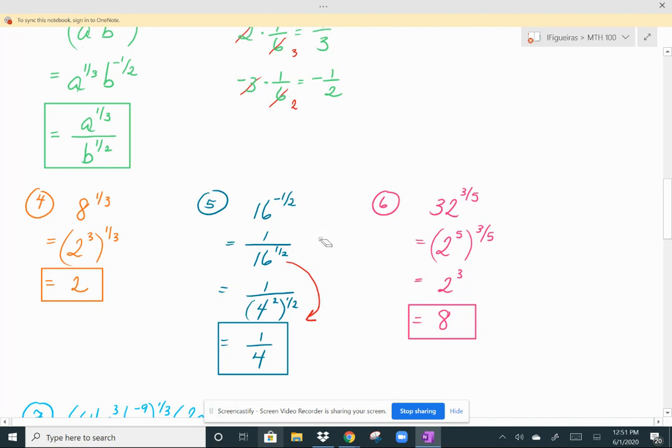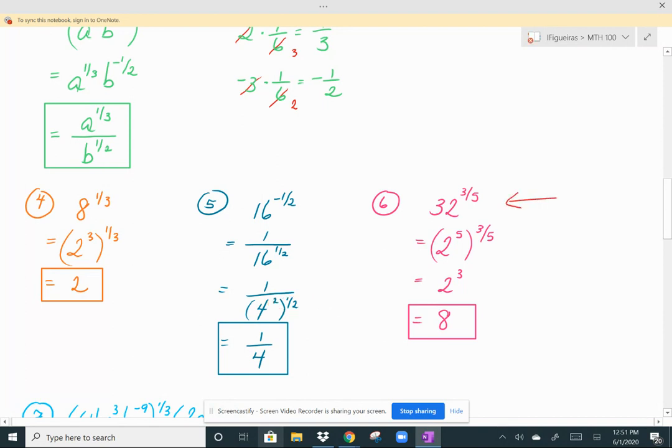And now I can multiply my exponents. 2 times 1/2, my 2 exponents, this is rule number 3. 2 times 1/2 is 1, so you end up with just 4 in the denominator, so your overall answer is 1/4. Okay, here's another one.